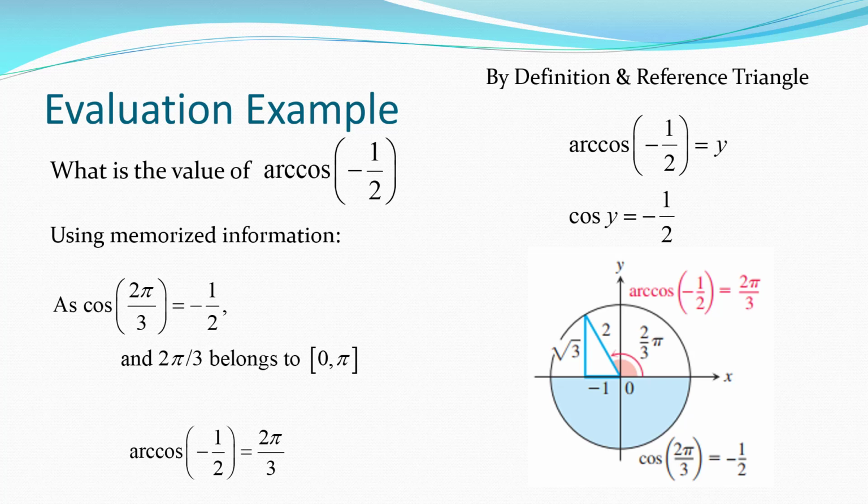Since the angle inside the triangle, adjacent to the angle formed by the origin, is 60 degrees, that means that angle is pi over 3. So the angle going from the positive x-axis to the terminal point is 2 pi over 3, pi minus pi over 3. So the cosine of 2 pi over 3 is negative a half. Therefore, the arc cosine of negative a half is 2 pi over 3.